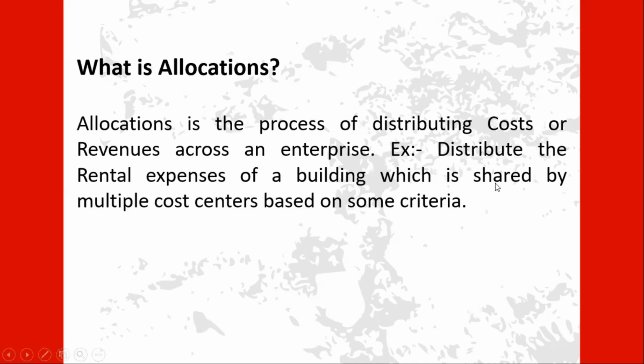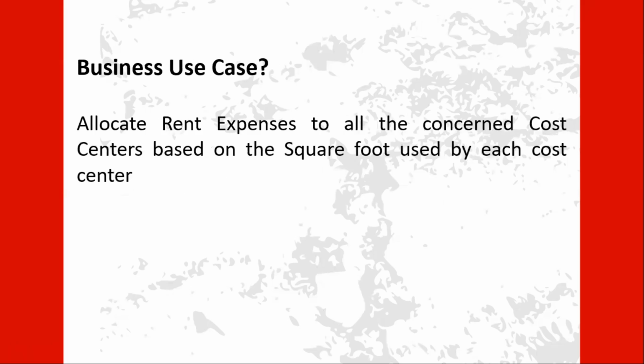So allocations is the process of distributing the cost or revenue across an enterprise. Probably just take an example, distribute the rental expenses of a building which is shared by multiple cost centers based on some criteria. So I have taken a business use case of allocating the rent expenses which is paid by the corporate cost center to all the concerned cost centers based on the square footage used by each cost center. So let me explain this in the current video.